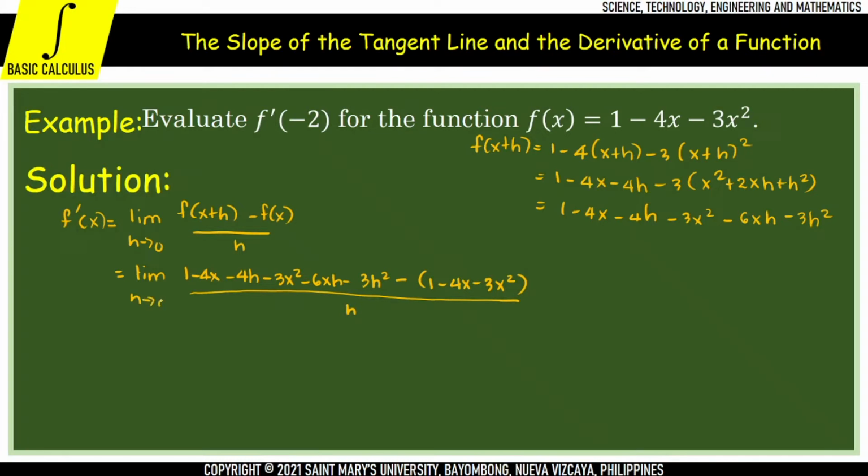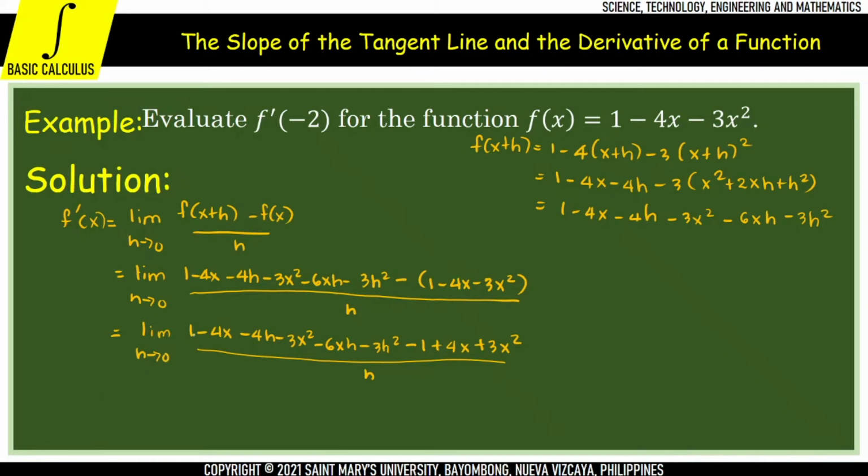as h approaches 0. Okay, so we can now simplify by, of course, distribution. So we have limit of 1 minus 4x minus 4h minus 3x squared minus 6xh minus 3h squared. Negative times the positive is negative 1. Negative times the negative is positive 4x. Negative times the negative is positive 3x squared, all over h as h approaches 0.